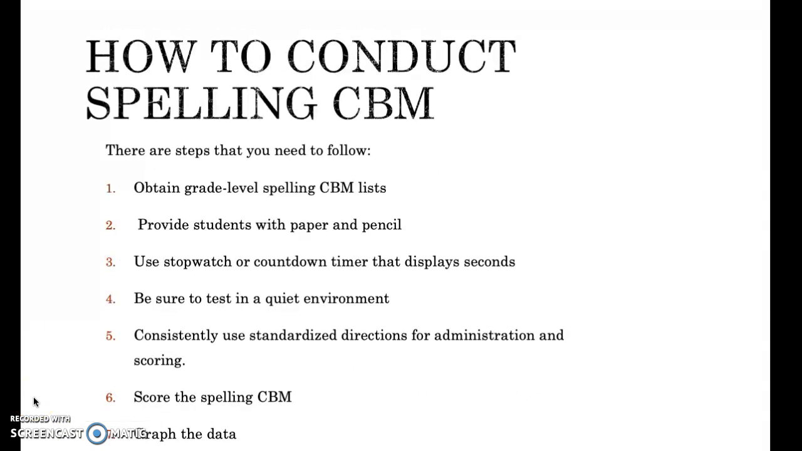So how to conduct spelling CBM? There are steps that you need to follow. You gotta obtain a grade level spelling CBM list. So each list is different but at the equivalent grade level and with the same number of total letters. The list represents the whole year spelling curriculum, and the list contains 12 words for grades 1 and 2 and 17 words for grades 3 and higher.